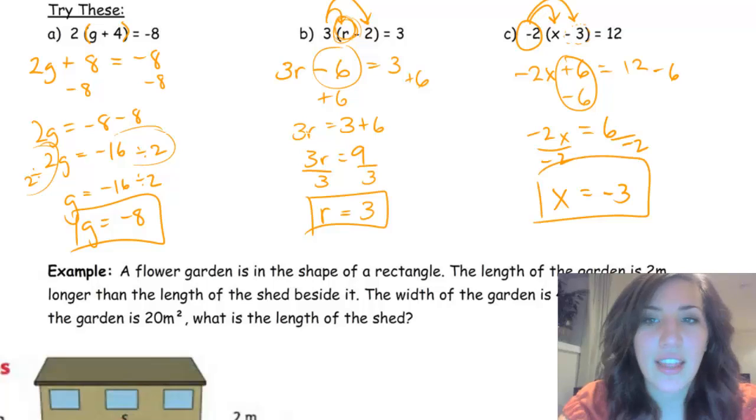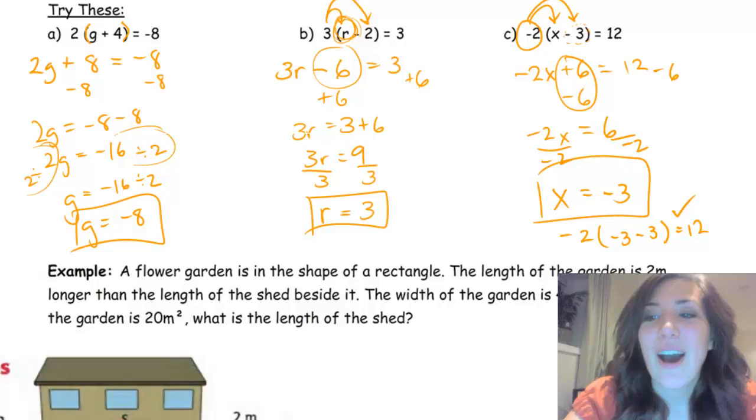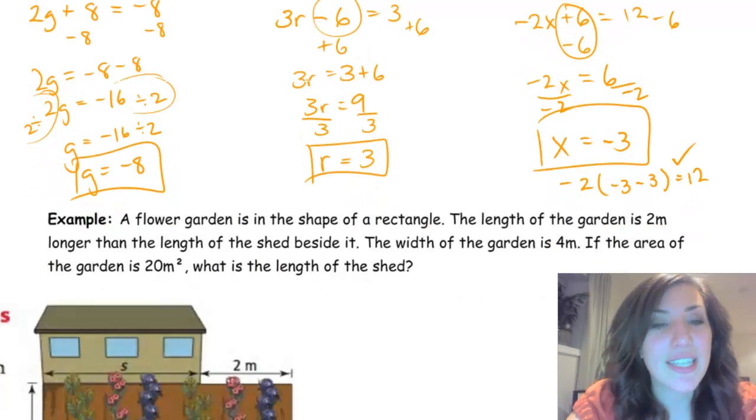Now let's check this by plugging it back in. Negative 2 times negative 3 minus 3 equals 12. Does that work? Negative 3 minus 3 is negative 6. Negative 6 times negative 2 does equal positive 12. That's great. All right, let's try a word example now.